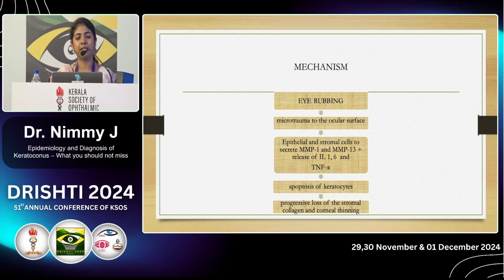This causes the epithelial and stromal cells to secrete MMP1, MMP13, and there is a release of interleukin 1, 6 and TNF alpha. This results in the apoptosis of keratocytes, which results in the progressive loss of stromal collagen and thus results in the corneal thinning.